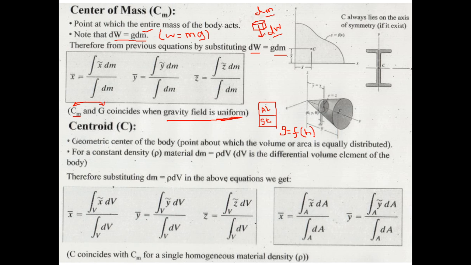For example, if you take this structure in a spaceship, and that spaceship is leaving the surface of earth and its atmosphere and entering into space, then there will be a variation in the gravitational field. In that case, the center of mass and center of gravity will be different. So they will only be different if the gravity field is of varying nature. Otherwise, they will always coincide with each other, even if the structure is made up of different materials.